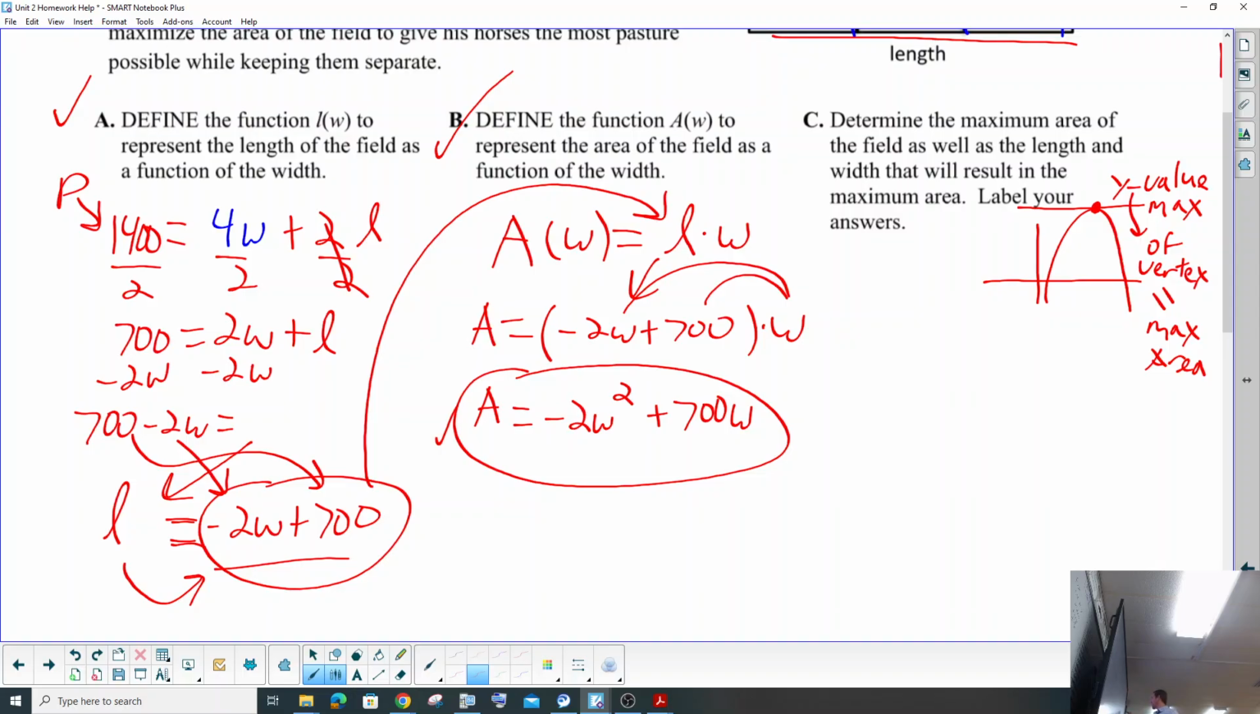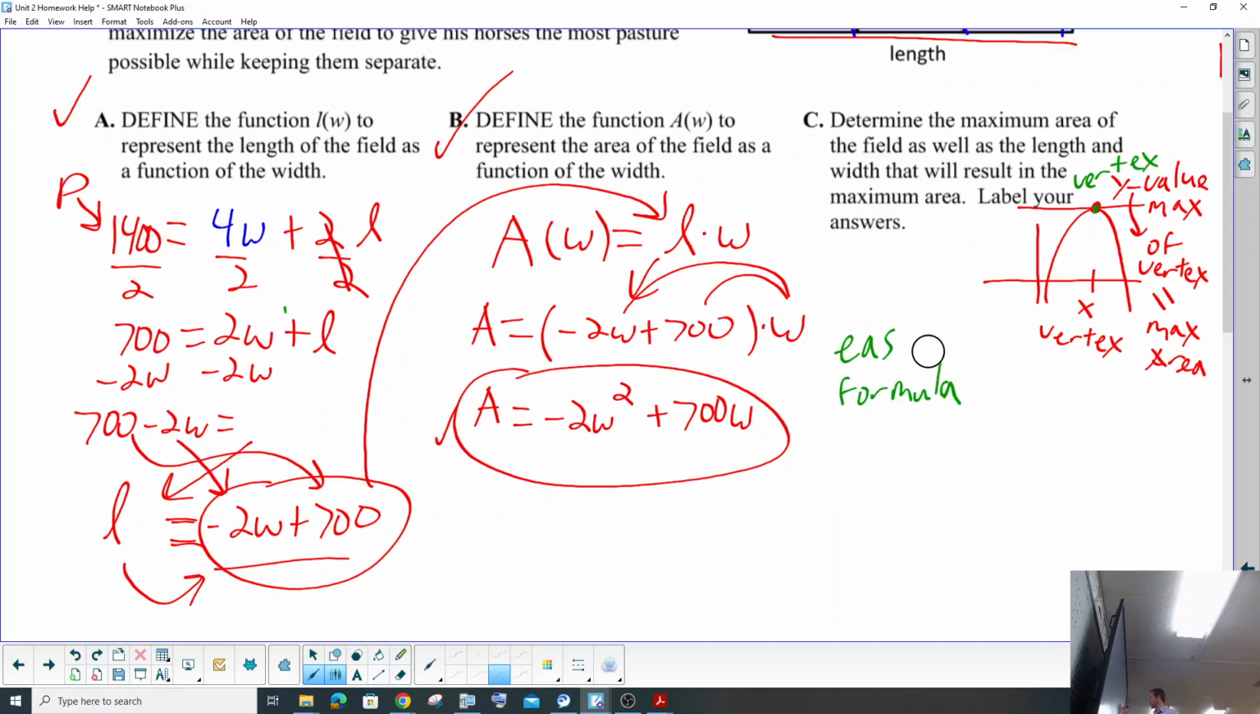And so to find the x value of the vertex, we can't put it in factored form. Well, we could, I guess, using complete the square. But for time's sake, I know an easier formula to find the x value of the vertex. Because we need the vertex.